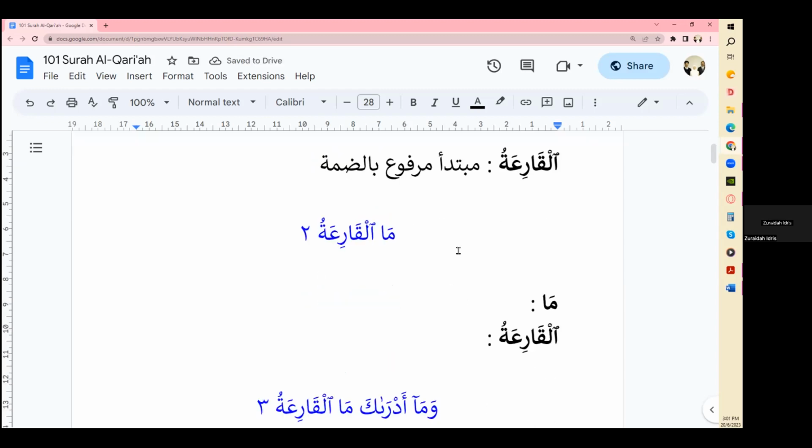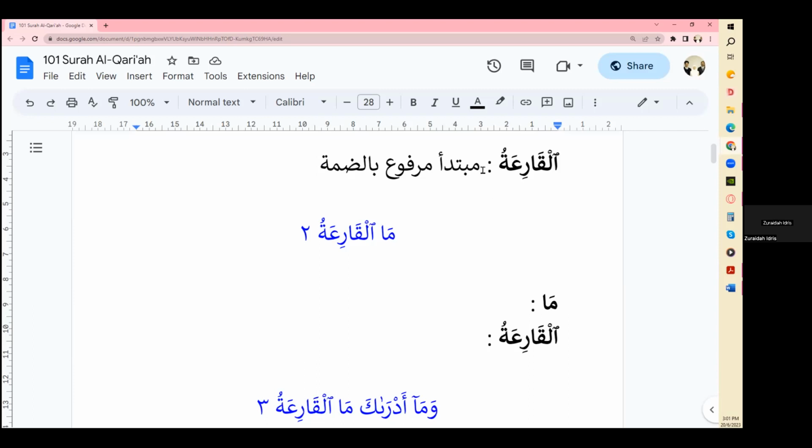Okay, that's one option. There's another qawl that says it is actually marfu' because of a hidden fi'il. Okay, there is a fi'il here, and I'll just put it as an option.